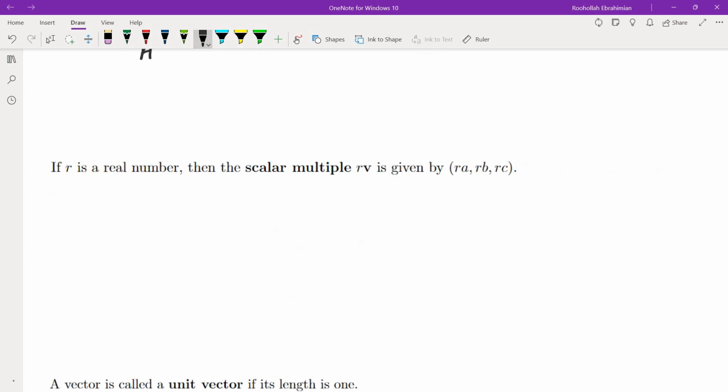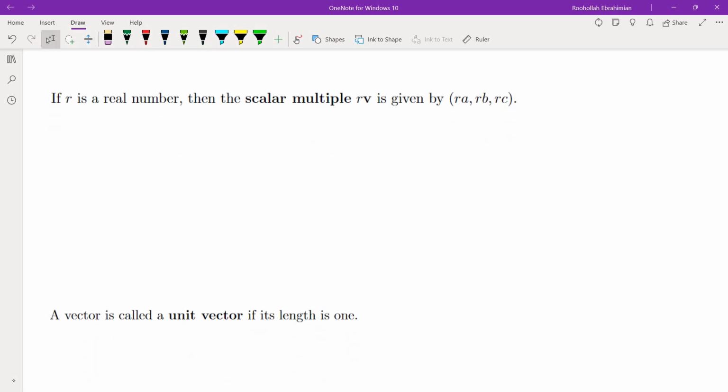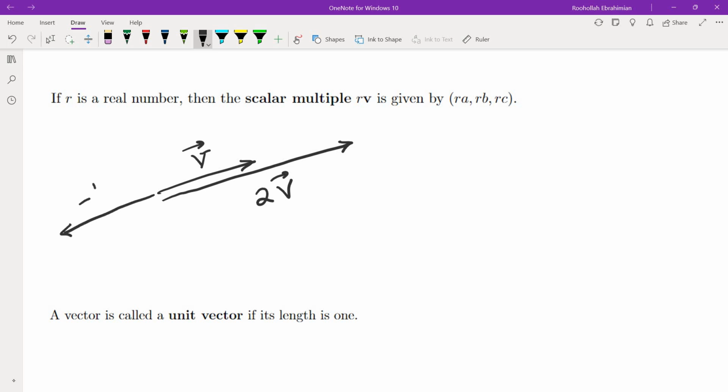Now, how do we multiply vectors? The first thing we're going to talk about is how do we multiply a vector with a scalar or a real number. So if you are given a vector v, if you double that vector, you get a vector in the same direction and its length is doubled. If you multiply that vector by a negative number, the direction is going to be changed. So let's say this is negative v, and if you multiply by something else, maybe negative 3/2 v, you get something like that. The length becomes larger and the direction is opposite. Algebraically, you multiply each of the components by that scalar.